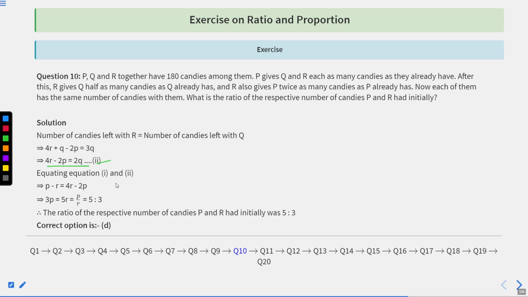And equating 1 and 2, you will get 3P equal to 5R, that is 5 is to 3. So the ratio of the respective number of candies P and R had initially was 5:3, that is option D.